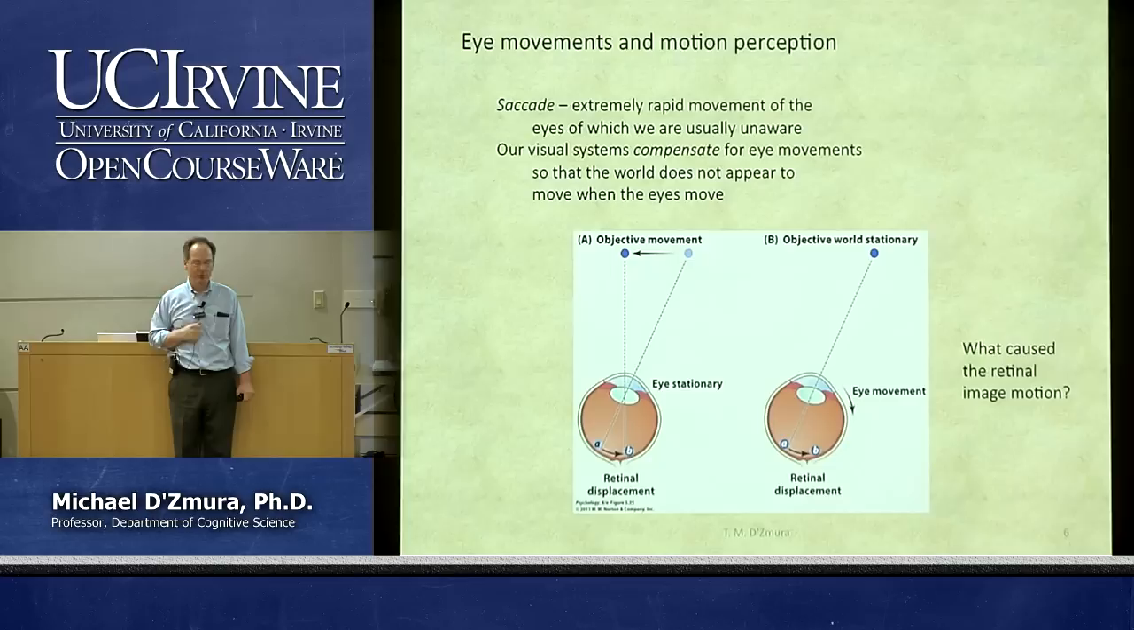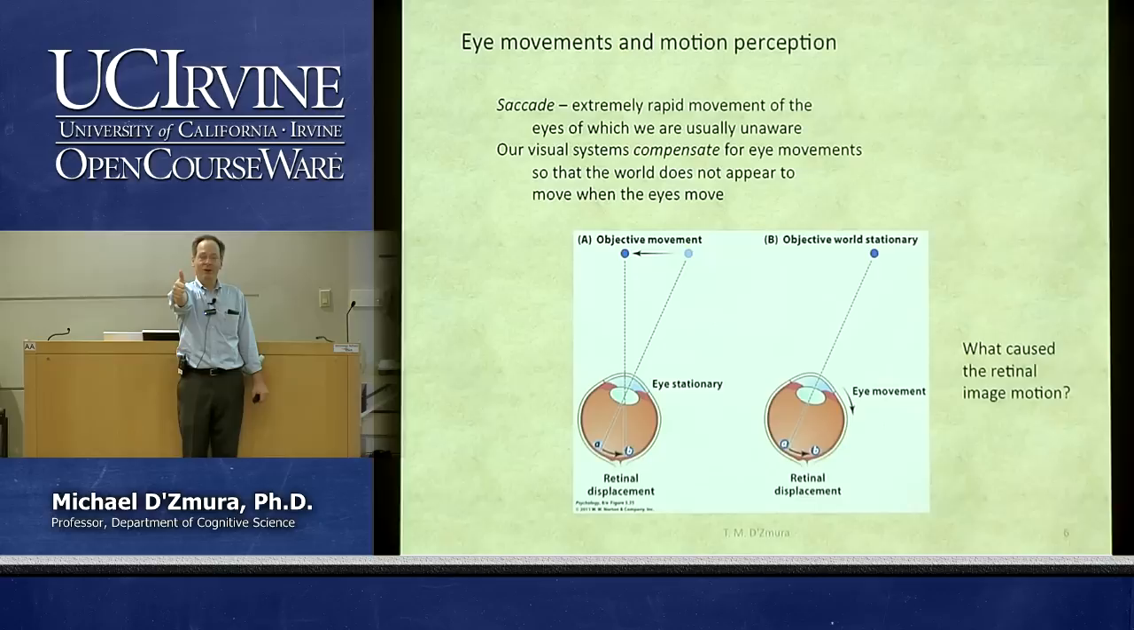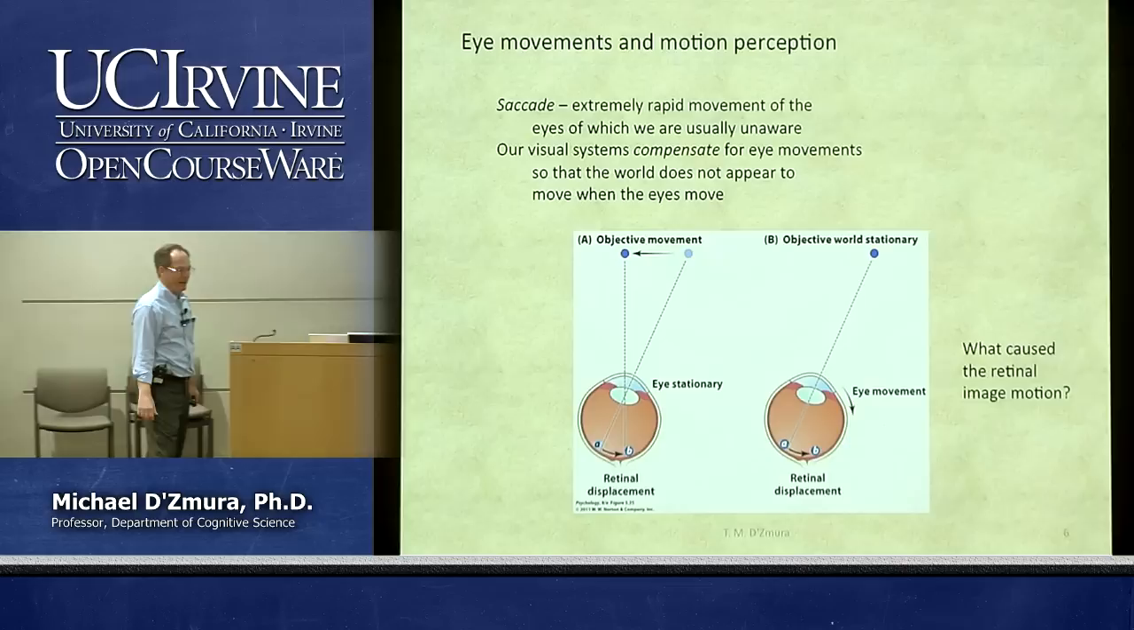And if you need to prove it to yourself, hold up your thumb again at arm's length and look at your thumb. And now look off to one side. And what I think you'll find is, even though the thumb has not moved in the real world, it will have moved on your retina. It's now off to one side in the retinas of both your left and right eye.